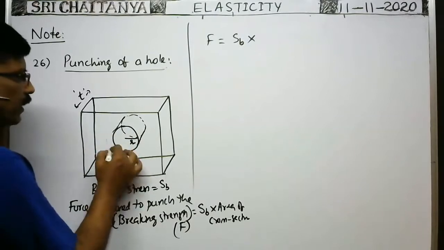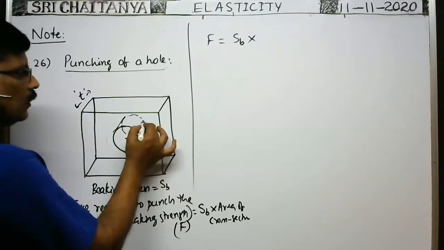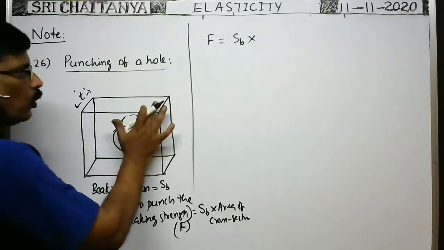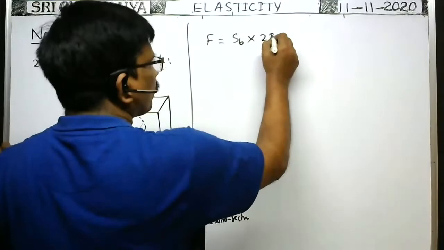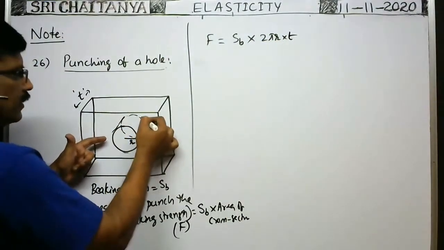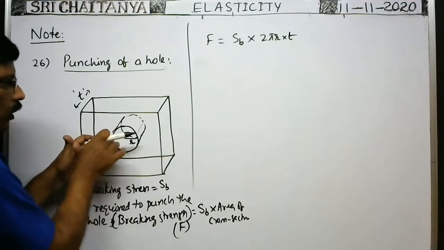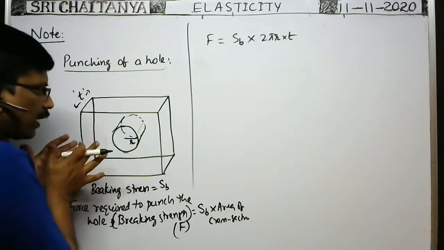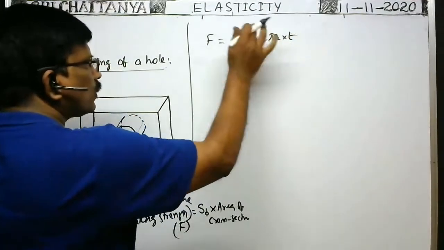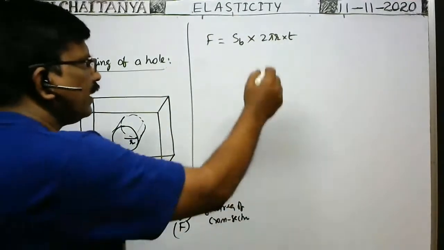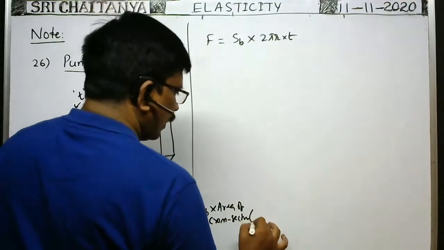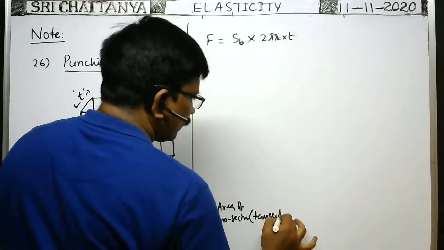Circumference is 2 pi r, into thickness t. So this is the tangential surface area on which force is applied to punch the hole. That's why 2 pi r into thickness t. 2 pi r is the circumference, into thickness t. That is the surface area of the hole. On this surface area only, to cut the metal, we apply the force. So this is the tangential area, the area of cross section.